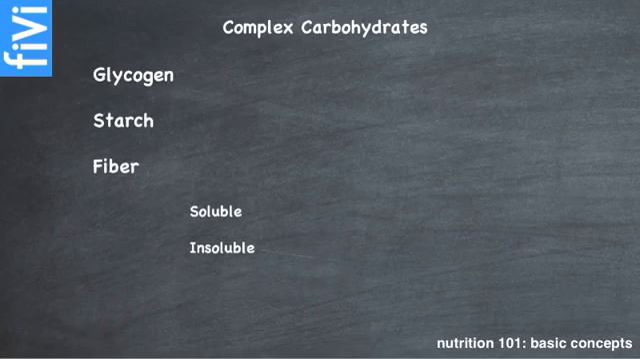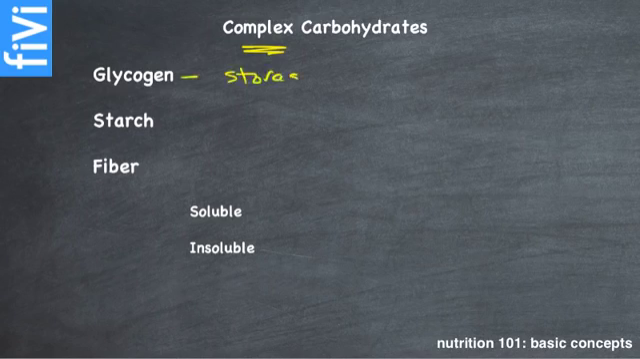The other category of carbohydrates are the complex carbs. And you may have heard that it's probably a good idea to get more complex carbs into your diet. The first type of complex carb is glycogen, which is the storage form of glucose, which was a simple carbohydrate. It's a storage form of glucose in animals. So we store glycogen in our liver, and that's basically how we store glucose.